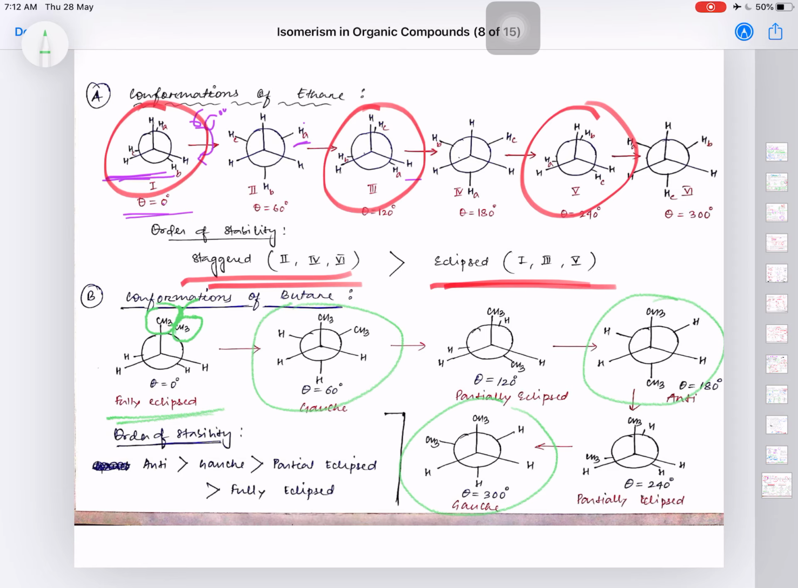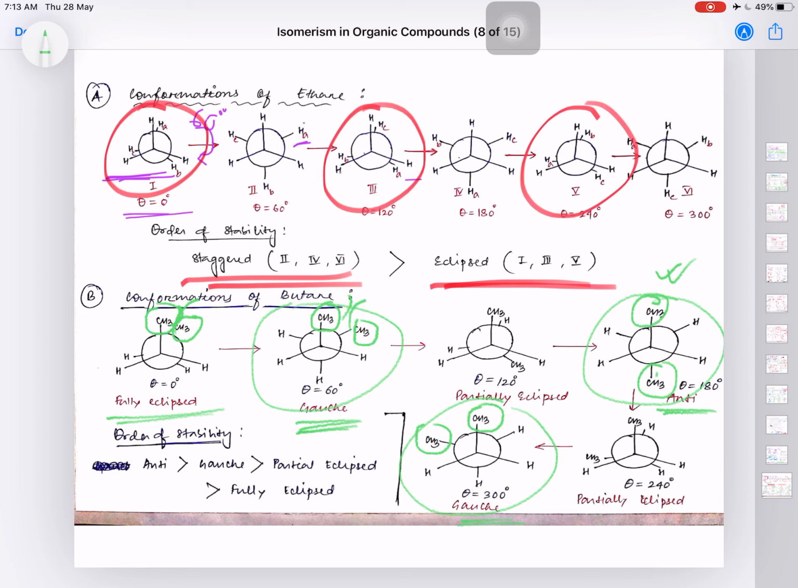Now see, out of the staggered structures, the fourth structure, that is 180-degree, is called anti, because the CH3 groups are 180-degree apart. This is the most stable structure because the bulky groups are far apart. But in the other two staggered structures, the bulky groups are 60-degree apart, so these two are called gauche structures. The stability of gauche is less than anti because they are nearer, so there will be some steric repulsion.